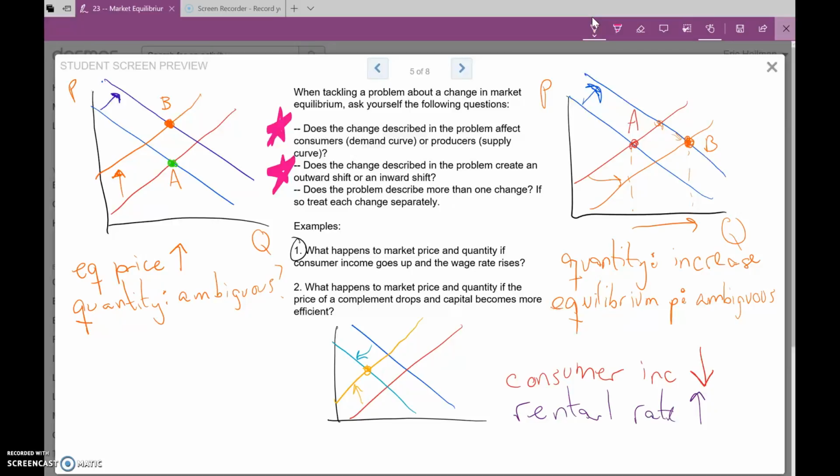This is the new equilibrium. So here, the change in quantity unambiguously goes down. The change in price is ambiguous because we don't know whether the price is going to go up or down. So there you go.